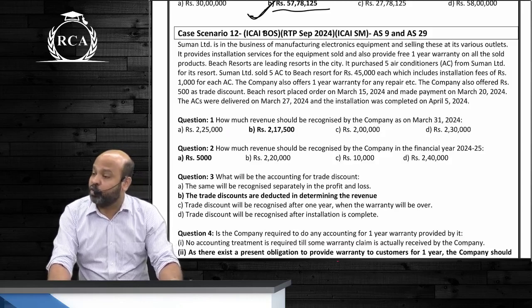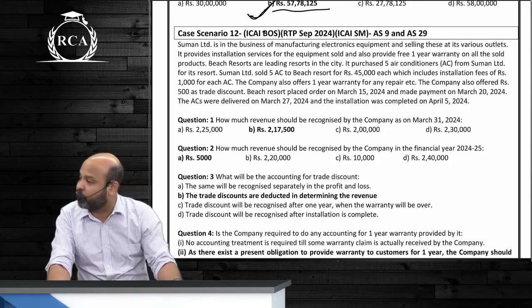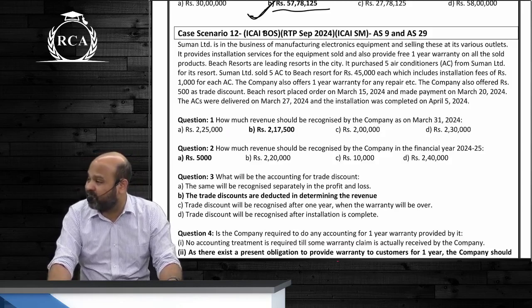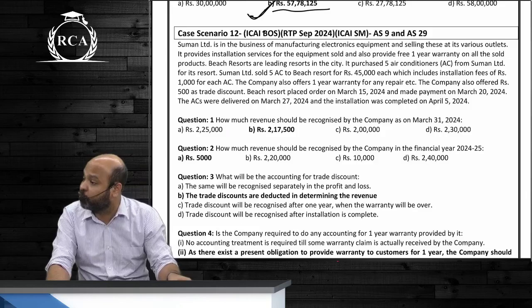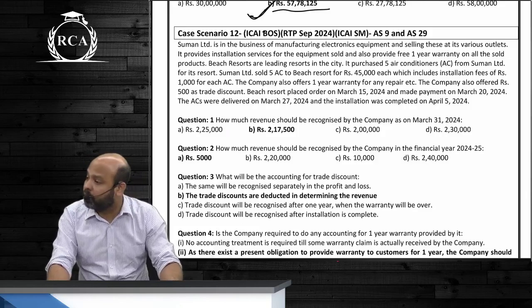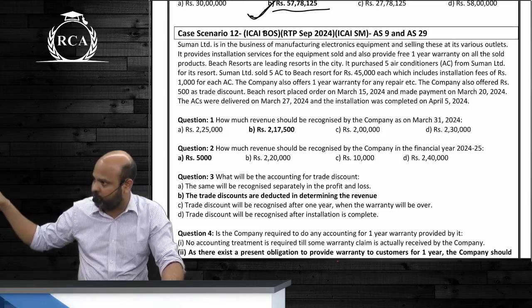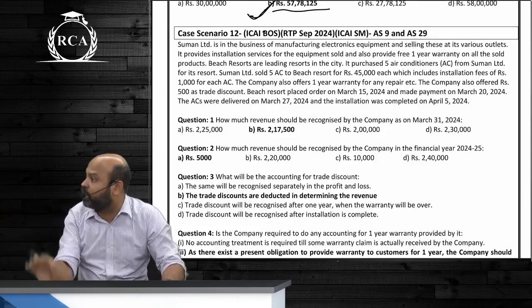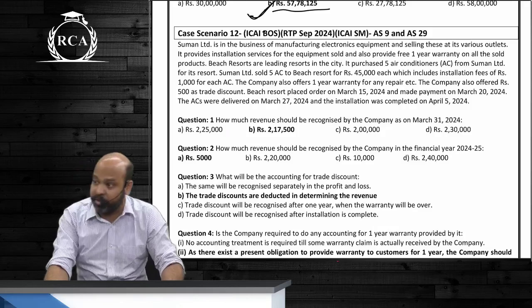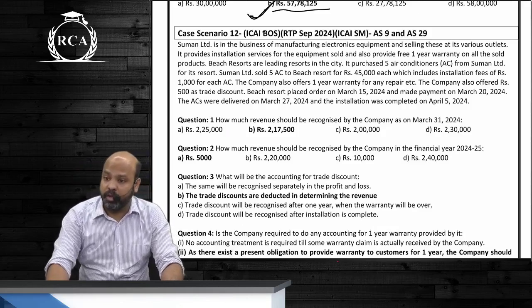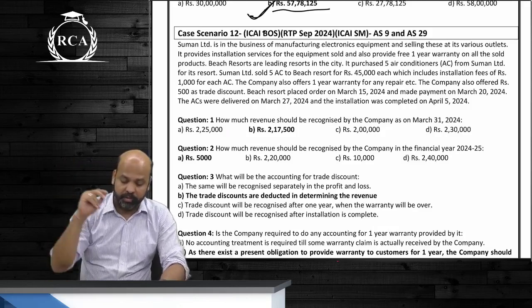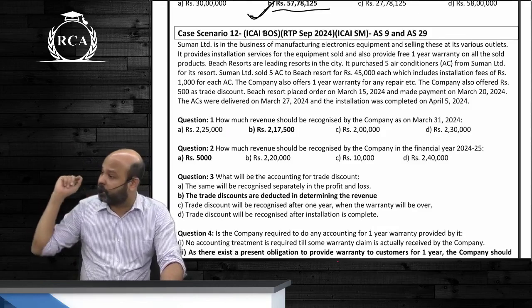Now, because you clearly know how much is the amount going towards installation, when should you recognize the installation fee? When should you recognize revenue towards the sale of the product? Revenue, beta, will be on 27th March, when the ACs are delivered. You will assume risks and rewards are transferred on the same day. When will you record installation fees? 5th April 2024. Do you remember we did a similar question in class?